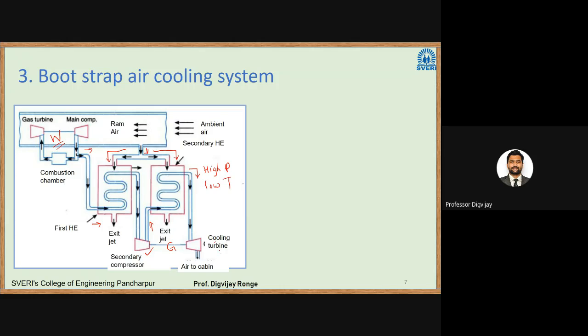At the end of the cooling turbine, what will happen? In the turbine, expansion takes place and the pressure reduces. So what we get here is low temperature and low pressure air. That low temperature, low pressure air is passed to the cabin. So in the bootstrap air cooling system, we are adding one more heat exchanger and one more compressor.